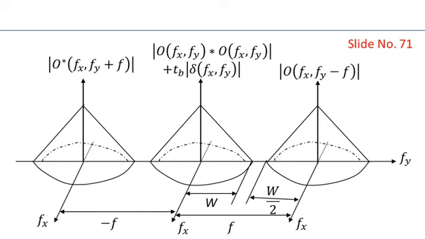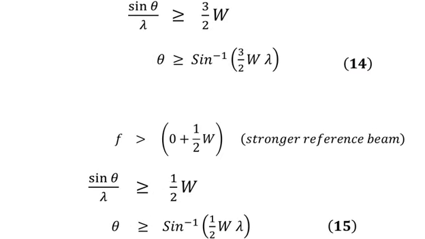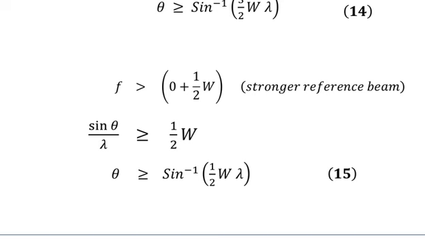So we can bring capital O mod close to Fy equal to 0, so that the separation between them is W by 2. So in the case of a stronger reference beam, we can say that the spatial frequency of the fringes should be greater than or equal to half W. And then you know that f equal to sin theta over lambda should be greater than or equal to half W, and theta should be greater than or equal to sin inverse of half W lambda. So in case of a stronger reference beam, we can reduce the constraints on the angle theta.